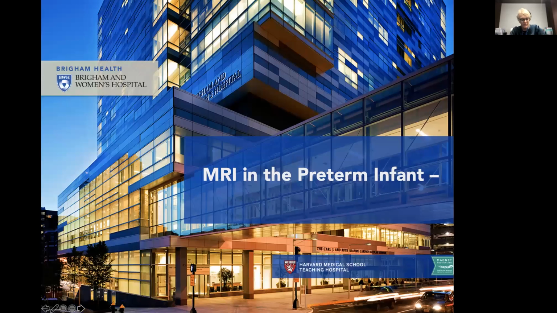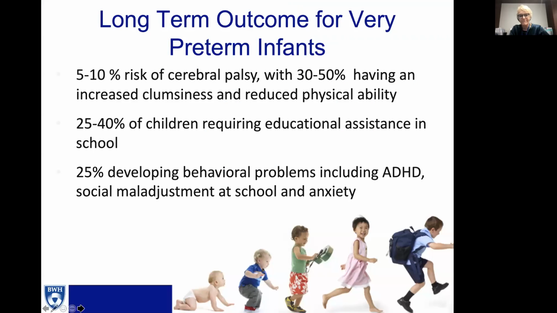So with that, I'd like to move to MRI in the preterm infant and talk about the application. I'd first like to reinforce that we have a long way to go in the preterm infant. Therapeutic hypothermia has helped us tremendously in the term infant, but we have not had an advance like that in the preterm infant. We know that 5 to 10% of our preterm infants still have a risk of cerebral palsy, with nearly half having increased clumsiness and reduced physical ability.